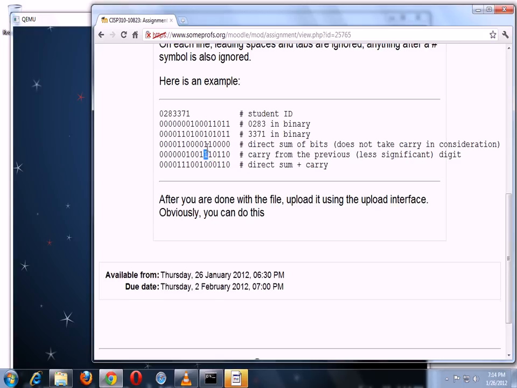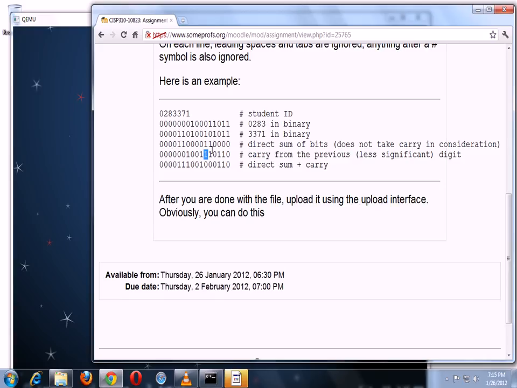So for each column, there are 2 possible ways to generate a carry for the next column. Okay, that's what was confusing me, because above you do 1 plus 0, and that doesn't have a carry. No, 1 plus 0 has no carry, but then you have 1 plus 1 here that has a carry, so that's why you have to set its carry to a 1. Okay? Any other questions about the homework assignment?